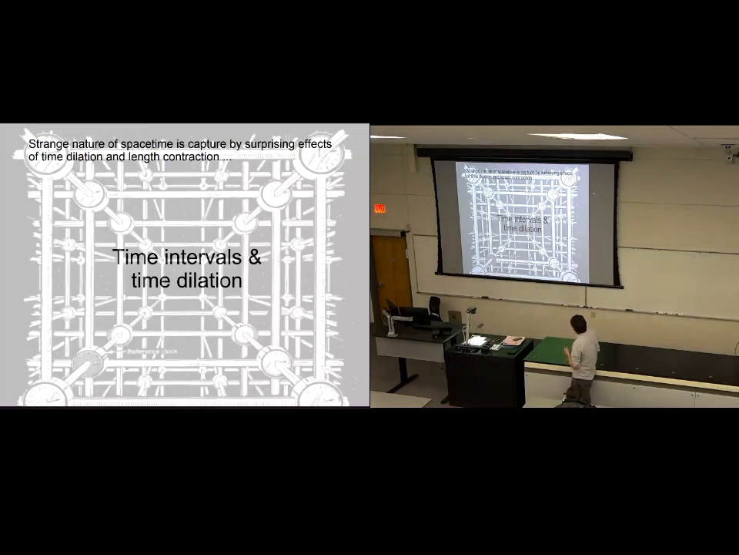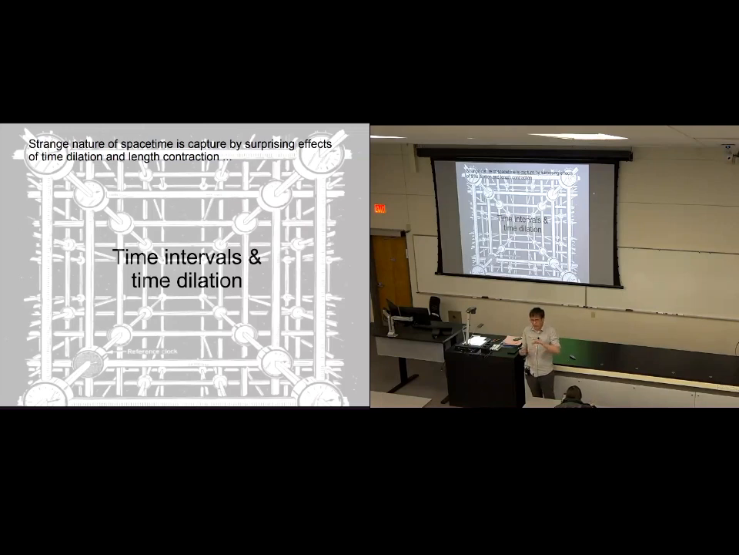Okay, so what we've concluded here is really that there's something strange, non-intuitive about space and time in relativity. And there are actually two effects I'm now going to describe. One is called time dilation, the other is called length contraction. These two effects really capture the strangeness of space and the strangeness of time.